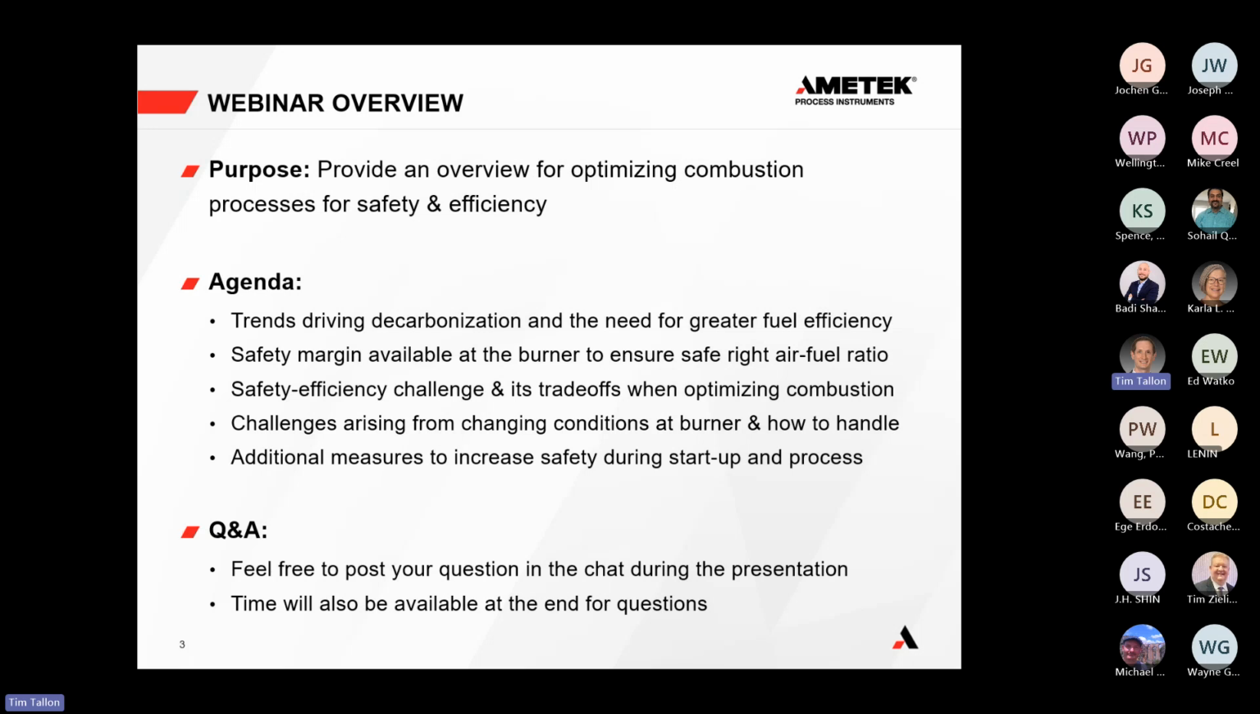So we'll talk about that safety efficiency challenge as well, followed by some additional challenges that arise from changing variables. So how do you think about that? How do you mitigate different fuels, different circumstances that could certainly impact the burner, and how to handle that. And then finally, we'll talk about additional measurements, additional means to measure and increase safety during startup and during operation. Now, as noted, feel free to ask questions in the chat throughout the meeting, and I'm happy to answer questions along the way.